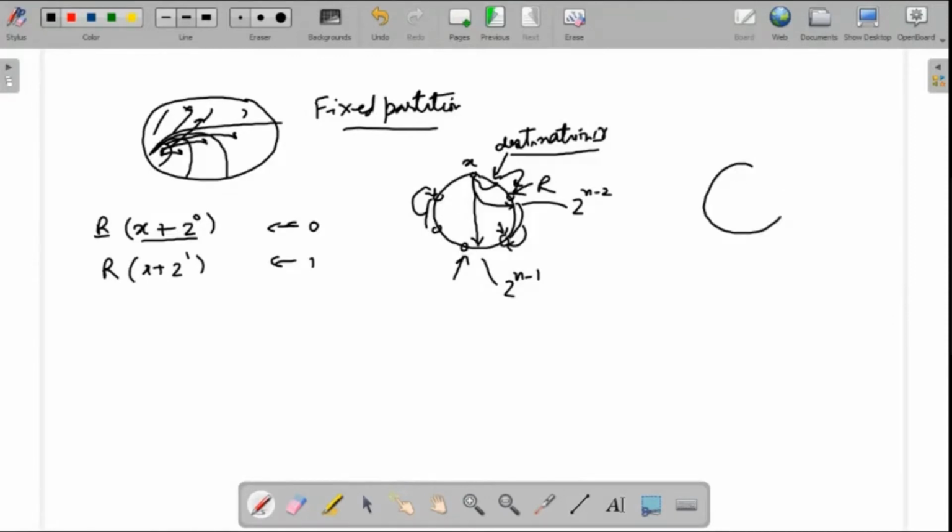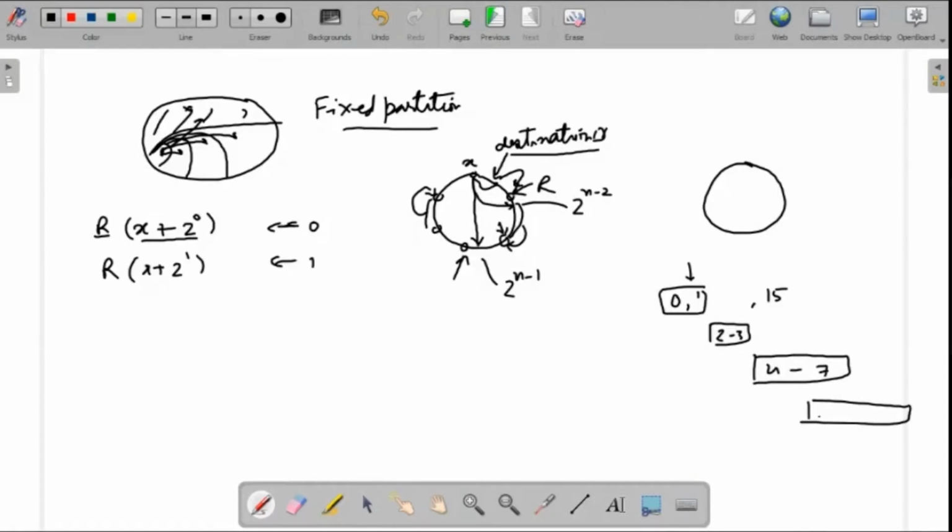I can define a fixed partition. For example, in a 16 node case, 0 to 15. If you are node 1, you will be in partition 0, 1. There is another partition I will define, 2, 3. Then I define a bigger partition, which is 4 to 7. And then there is a bigger partition consisting of 8 to 15. So every time the partition size doubles, and you are lying in a particular partition. This is a fixed logarithmic partition.